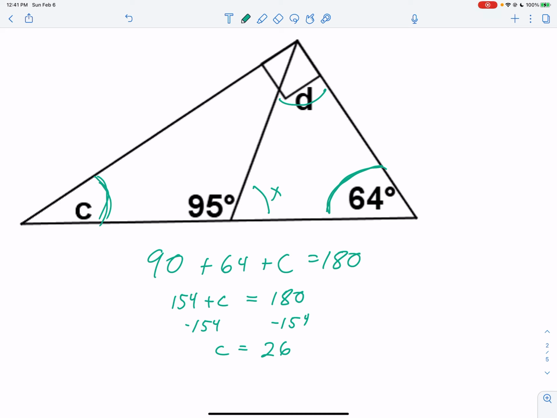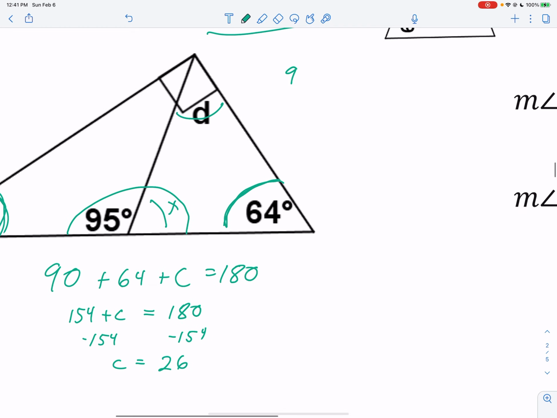The first method I'm going to do is I'm just going to look at this right triangle right here. And I'm going to say, I need to figure out X. Well, I'm going to do that by using a linear pair. 95 plus X equals 180. Subtract 95 to get X equals 85. I do believe that's 180. That's 85, so subtracting off that. Yeah. So this is 85.